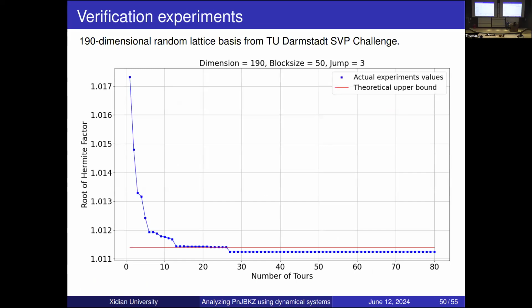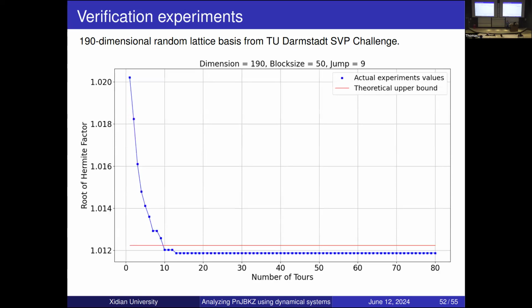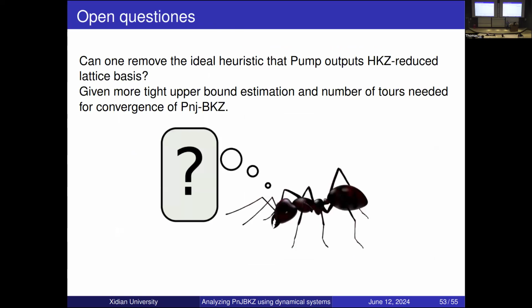And here are some verification experiments. We can see that after running enough tours of PNG-BKZ reduction, the actual experimental volumes are smaller than our theoretical upper bound, and they are actually quite close. So we think our estimation is accurate.